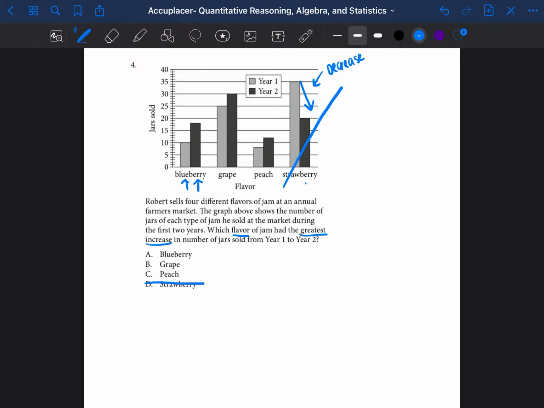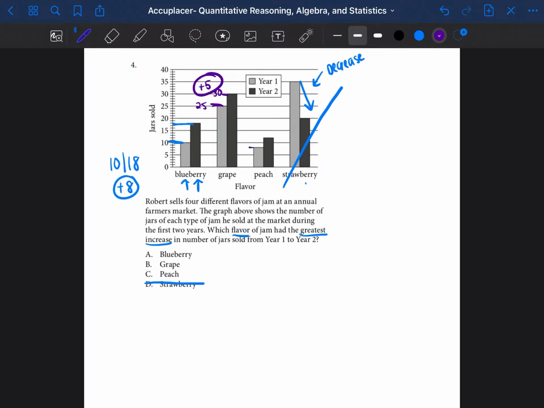So for example, this is at 10, and then this is at 18. So 10 versus 18, that means it increased by 8 for blueberry. Now we're going to do the same thing for the grape. So grape starts at 25, it ends at 30, so it increased by 5. So grape increased by 5.